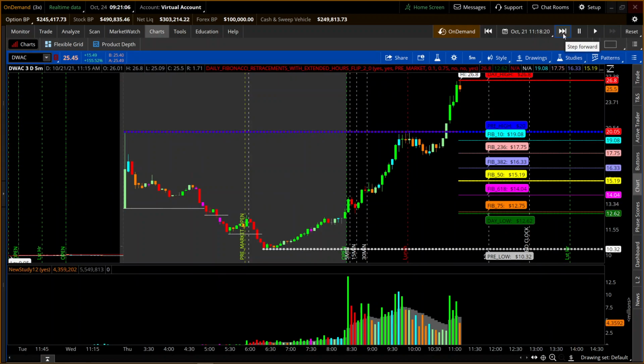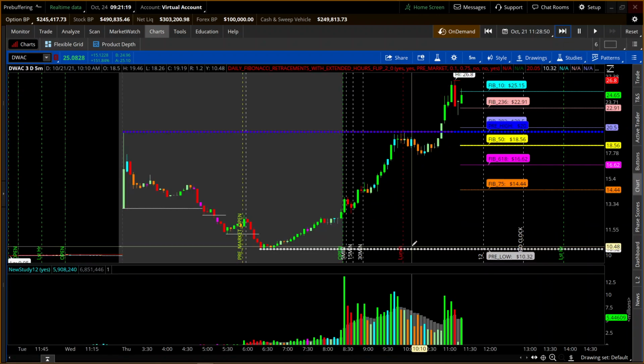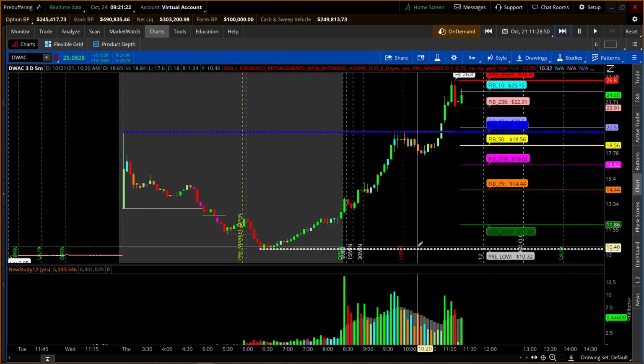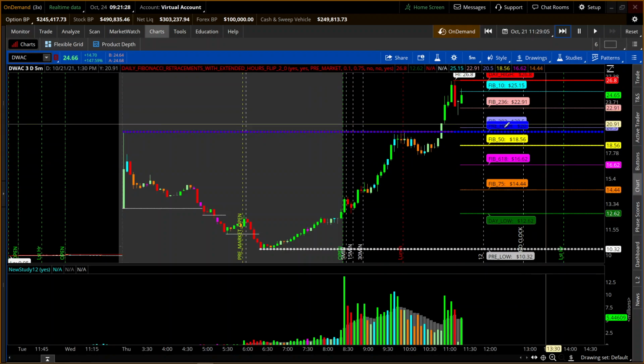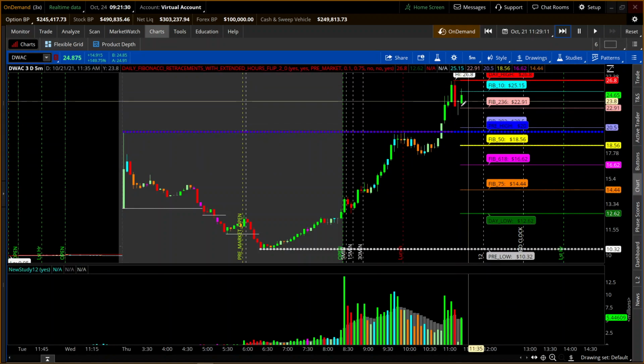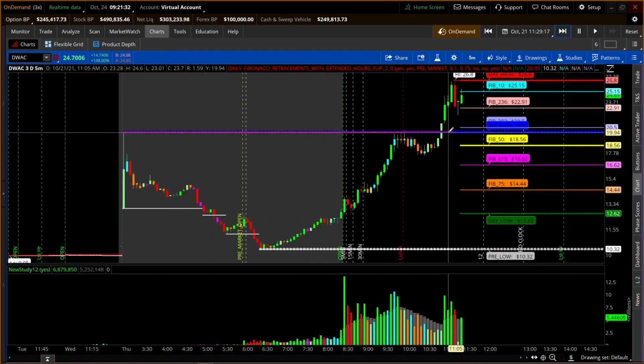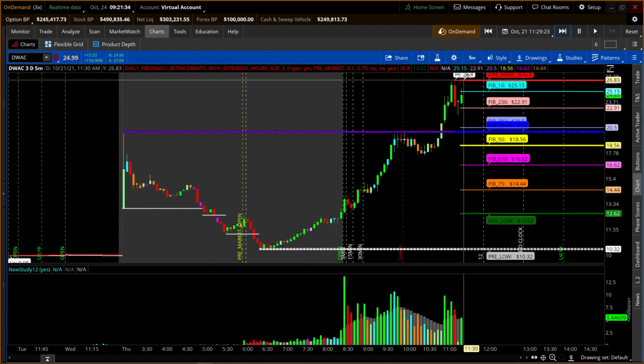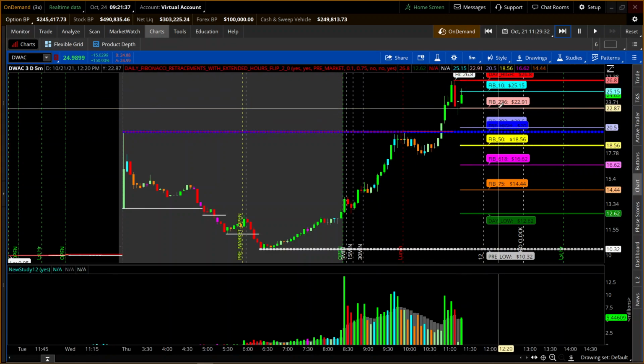Even though it says pre-market, it's just giving you that pre-market high, the extended hours high, but eventually it just moves it to the day high. But it's still going to be using the pre-market low as its low for the Fibonacci range. As you can see, we move forward in time, and it did exactly that. It moved away from that pre-market high after price broke it, and moved it to the new high. And there's your retracement levels again.